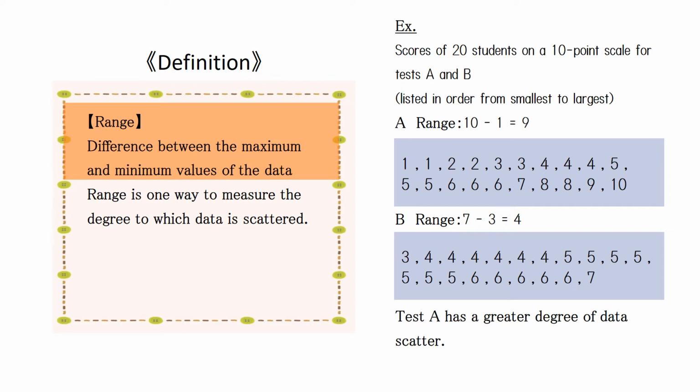The difference between the maximum and minimum is called the range. Range is one way to measure the degree to which data is scattered. Let's look at an example.